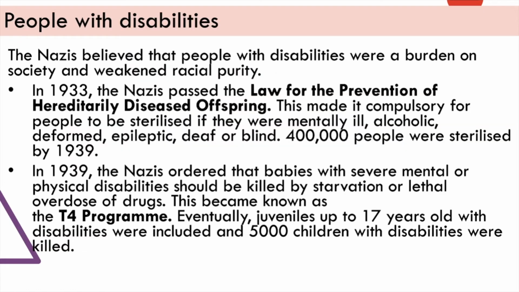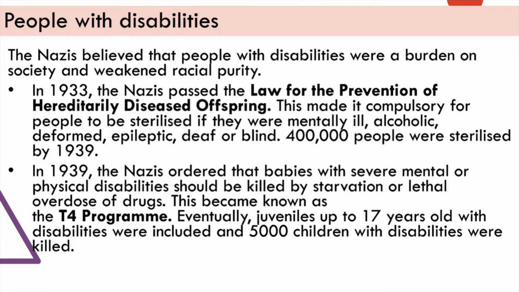The Nazis believed that people with disabilities were a burden on society and that they weakened racial purity. In 1933, the Nazis passed the Law for the Prevention of Hereditarily Diseased Offspring. This made it compulsory for people to be sterilised if they were mentally ill, alcoholic, deformed, epileptic, deaf or blind. 400,000 people were sterilised by 1939.